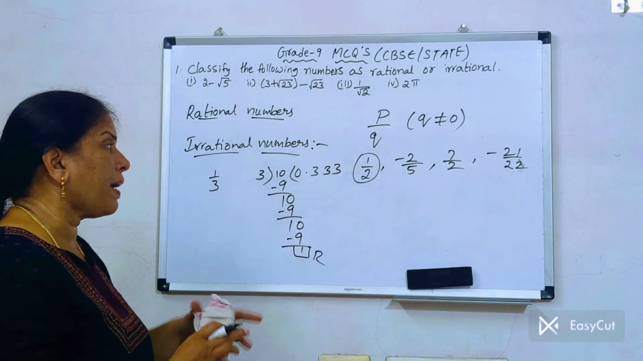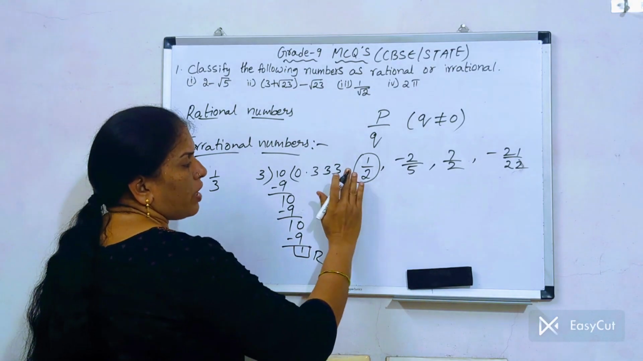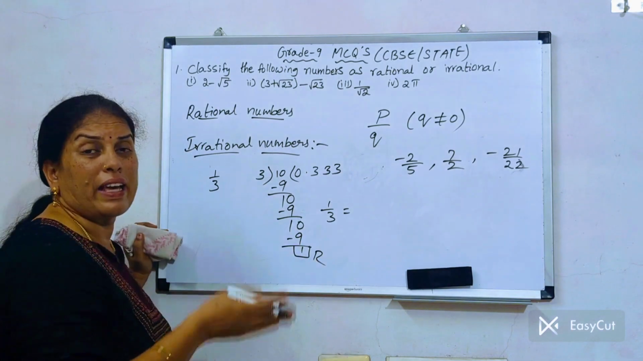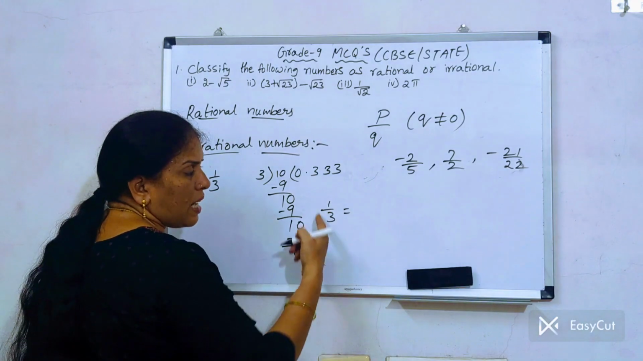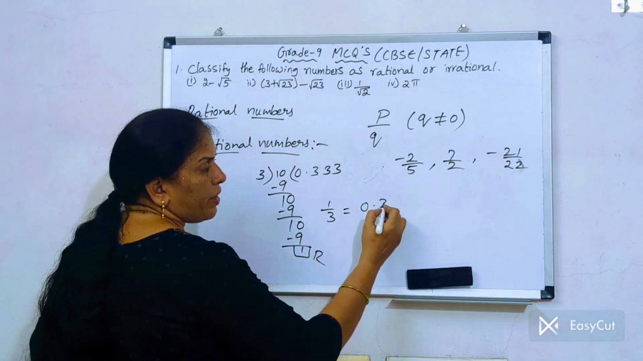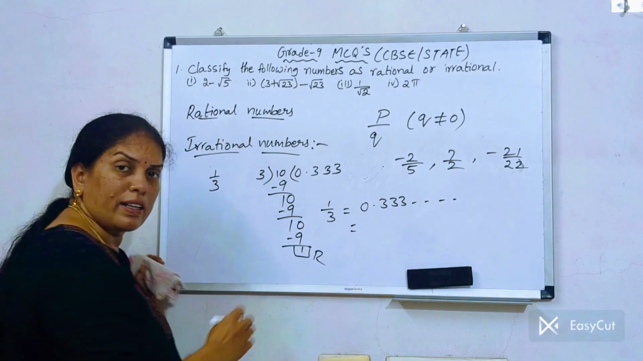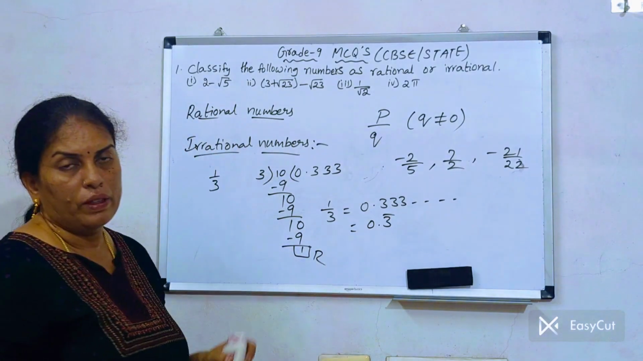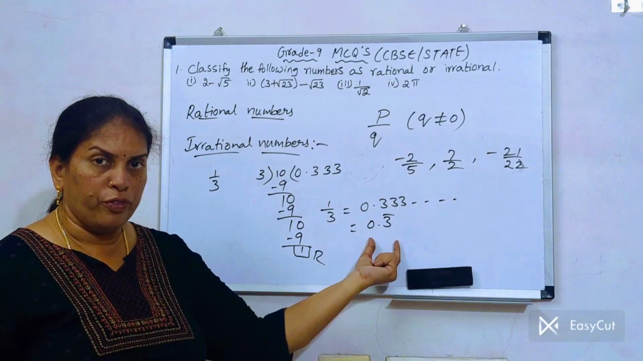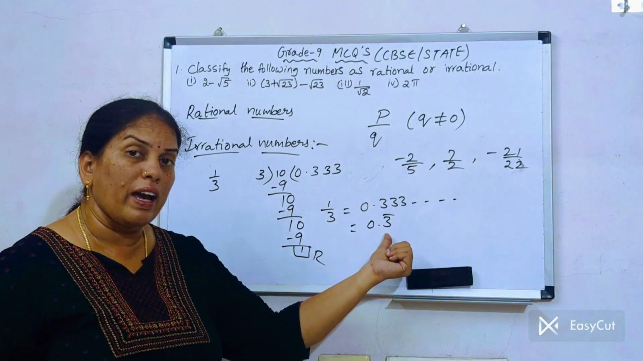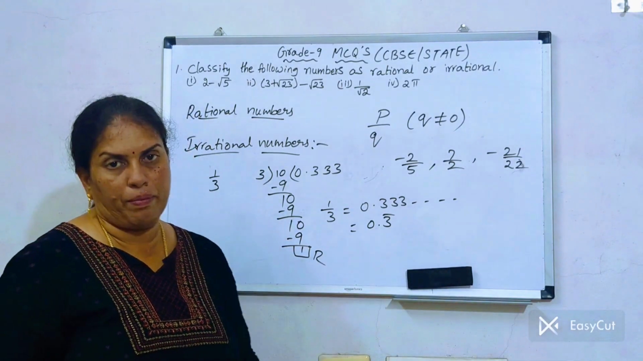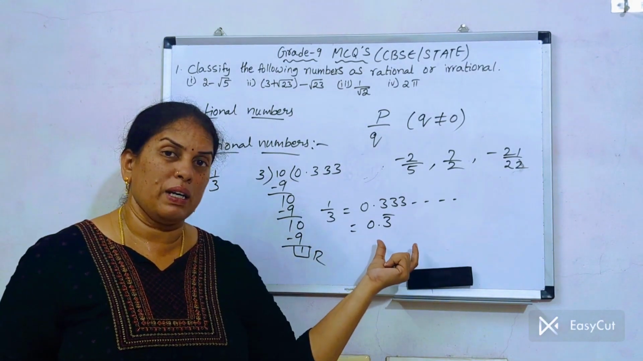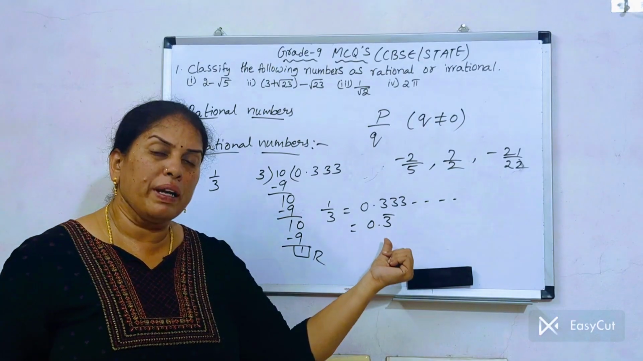If you observe, what is 1 by 3 equal to? Again you take 10, again 3 times it divides. Again the same number is repeating. So what is the answer for 1 by 3? 0.333 and so on. 3 is repeating again and again, so we can write it as 0.3 bar. This is the repeating decimal, and it can be written in the form of a rational number.